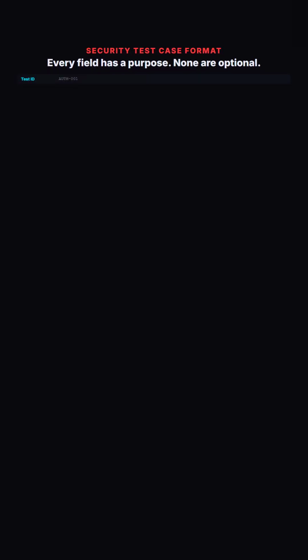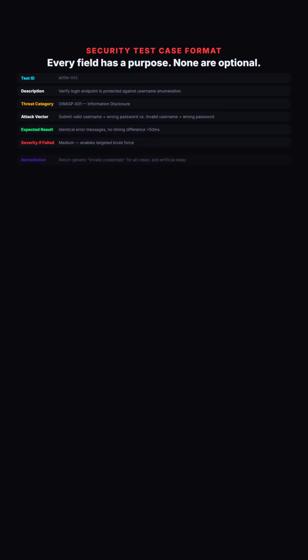A security test case has the same structure as any other test case, but with some additional required elements. The standard elements: test ID, description, preconditions, test steps, expected result, actual result, pass or fail. The security-specific additions: threat category, the OWASP category or STRIDE threat type this test covers. Attack vector, how the attack is performed. Severity, what the business impact is if this test fails. And remediation guidance, what the development team needs to do to fix it. Let me walk through a complete example.